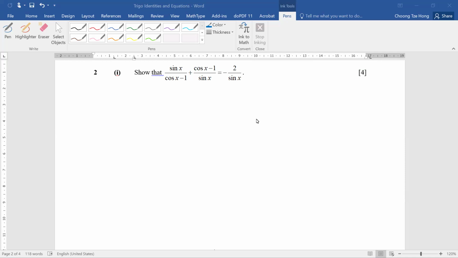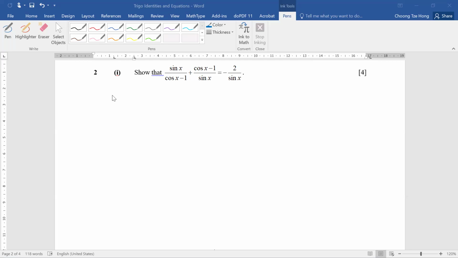On the left hand side we have sin x over cosine x minus 1 plus cosine x minus 1 over sin x. And on the right hand side we have negative 2 over sin x. For this kind of question, if you recall, we always want to start from the more complicated side, because it's easier for us to simplify a complicated expression than to complicate a simple one. So it's quite obvious that for this question, we want to start on the left hand side, right?